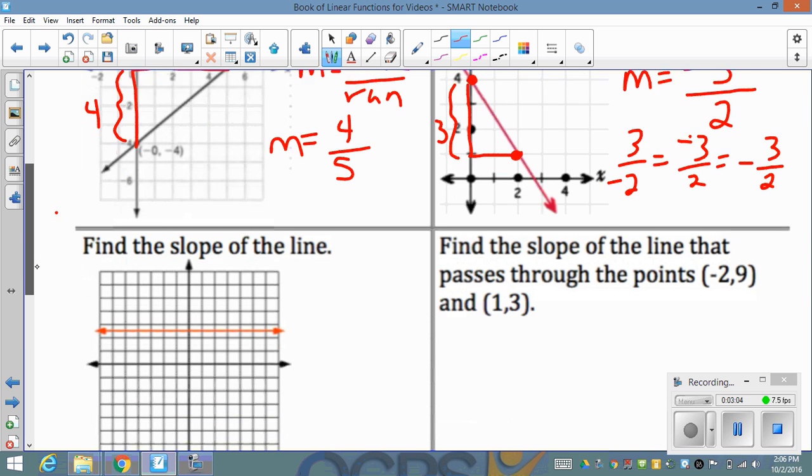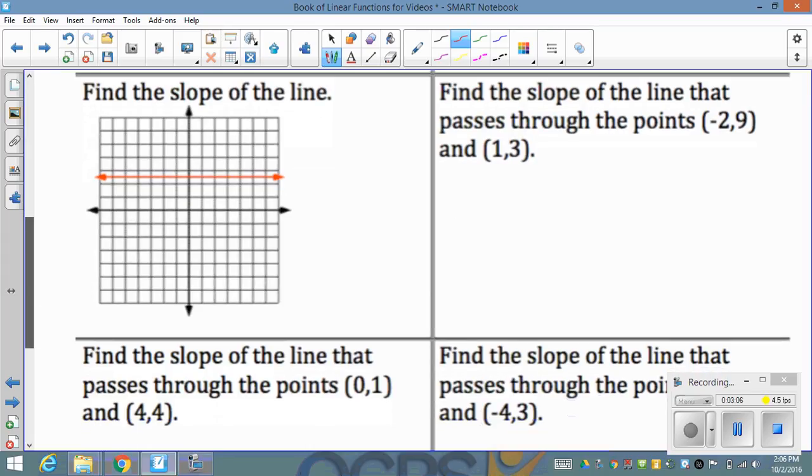Moving on to example 3. Now I can look at this one and I can see my slope is 0 because it's a horizontal line. So I don't even need to count anything out. It's 0.